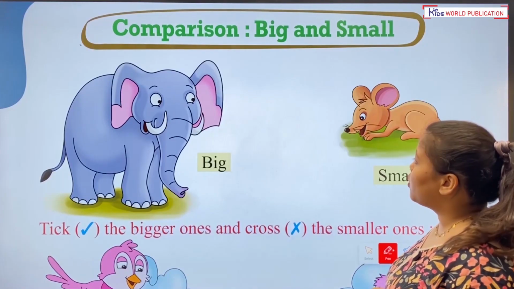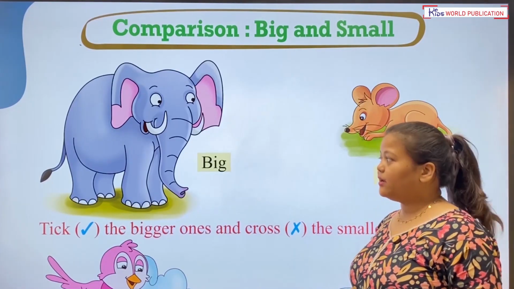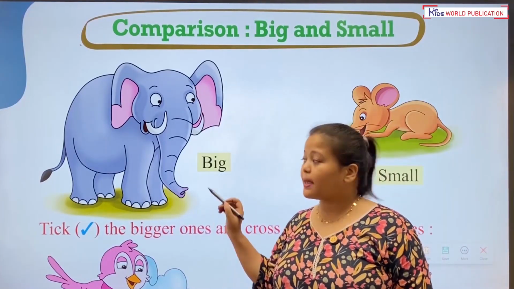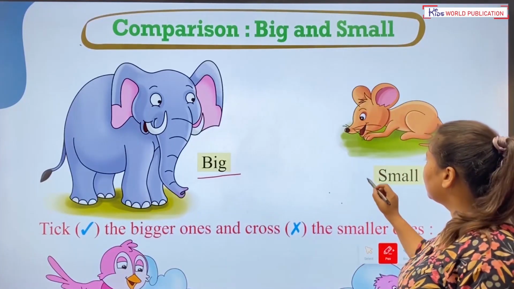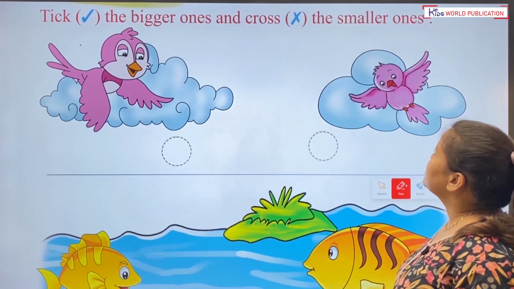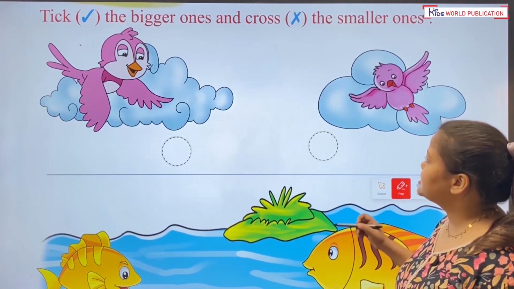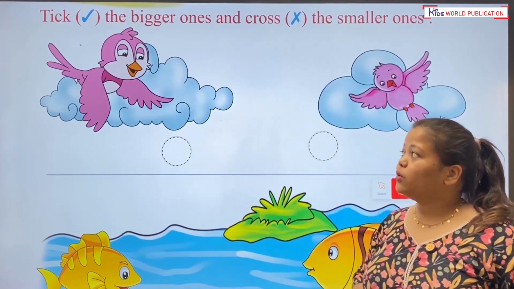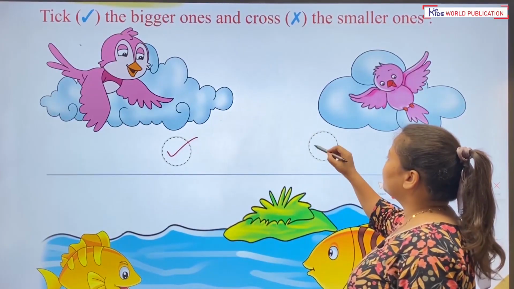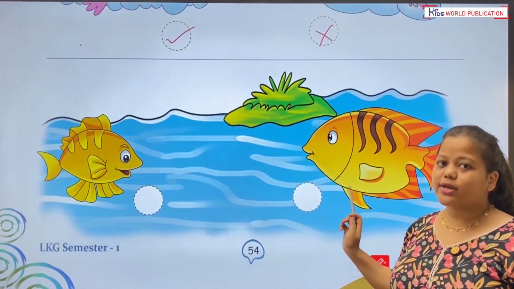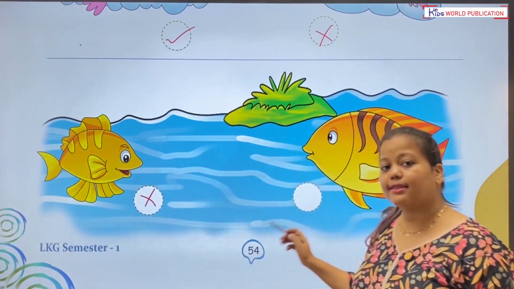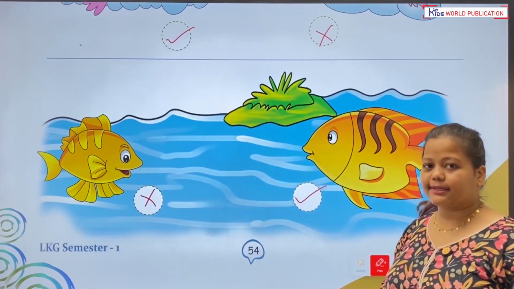Comparison, big and small. So kids, here you can see a picture of an elephant and a rat. So elephant is big in size and rat is small in size. Take the bigger one and cross the smaller one. So kids, here you can see pictures of two birds. So this bird is bigger, so we will tick it, and this bird is smaller, so we will cross it. Here you can see a picture of two fish. This fish is smaller, we will cross it, and this fish is bigger, we will tick it.